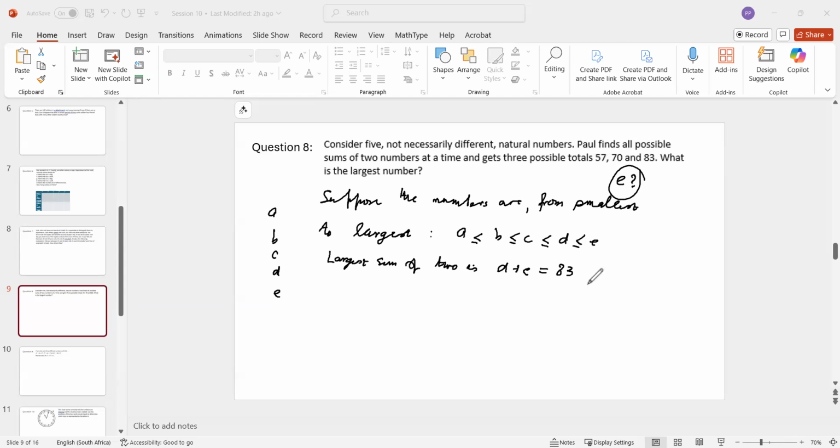Now, from here, what kind of conclusion can you make? The conclusion you can make here, interestingly, is that D and E can't be the same. Now, what's the reason for that? Because if D and E are the same, then the sum of a number with itself will be an even number, right? And this is an odd number.